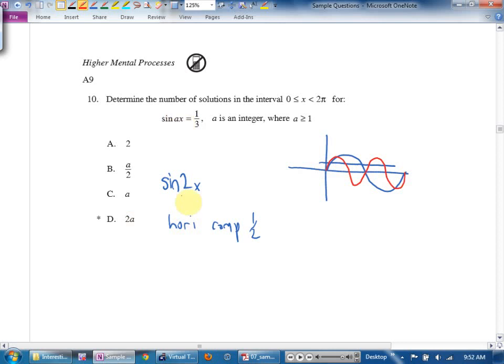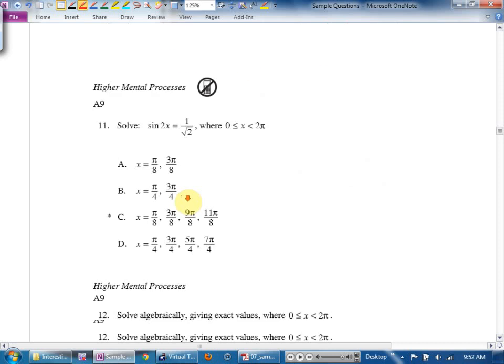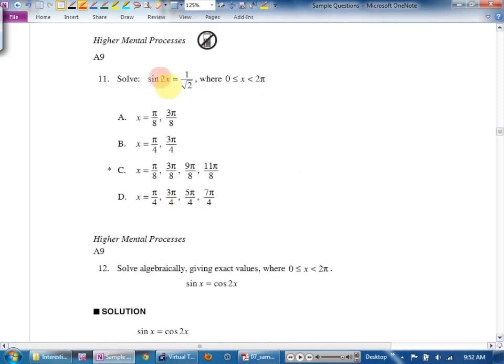Okay. Here's a period change. So this is considered an H question, a higher mental process question. Okay, how do I do a period change? I don't. I make a big note. Period is pi. It's 2 pi over 2, or just plain old pi. And I solve this.